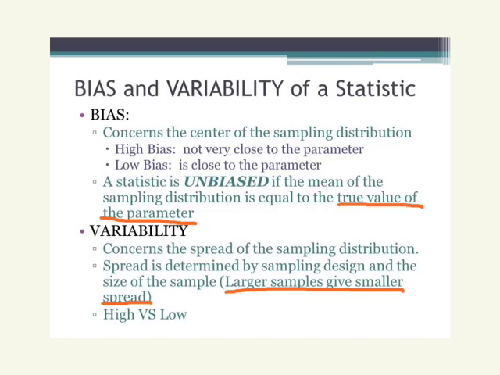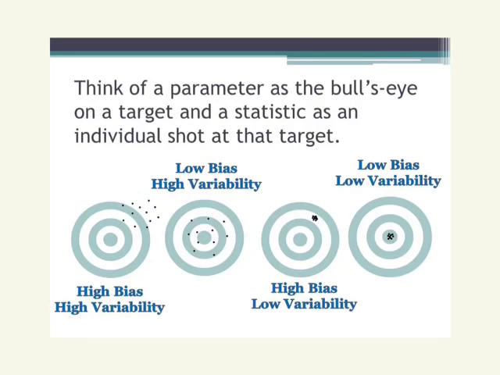Now let's give you a visual picture of what we mean by bias and variability. When we think about the concept of statistical inference and trying to estimate the value of a parameter using statistics, we can almost think of it like shooting arrows at a bullseye. The parameter itself is the middle of the bullseye. That's where we're trying to hit. That's what we're trying to approximate, to estimate, to determine. And so we take all these shots at it using statistics. A statistic is like an individual shot at the target.